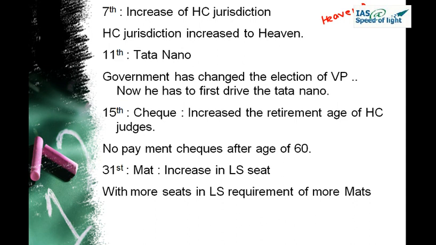So high court jurisdiction increased to heaven. So 7th Schedule, 7 is heaven, and high court jurisdiction increased to heaven. Now high court can give judgments to the people who are there in heaven also. So that is how it is not only this world, they have increased their jurisdiction to heaven. So 7 is heaven and increase of high court jurisdiction we are linking.